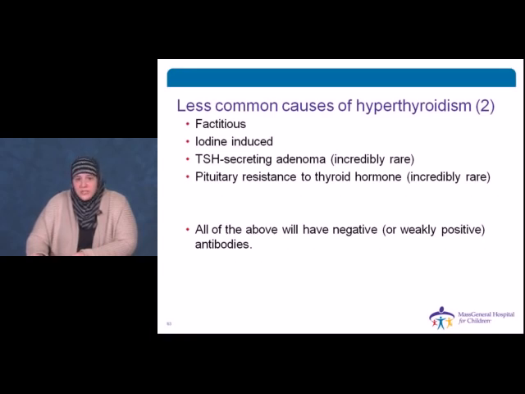TSH-secreting adenomas do exist, but they're incredibly rare. And you can also have pituitary resistance to thyroid hormone, where essentially you lack the feedback of T3 at the pituitary such that you increase TSH and end up in a hyperthyroid state. This too is incredibly rare. And all of the above causes will have negative antibodies, or because of the prevalence in the general population, weakly positive antibodies.